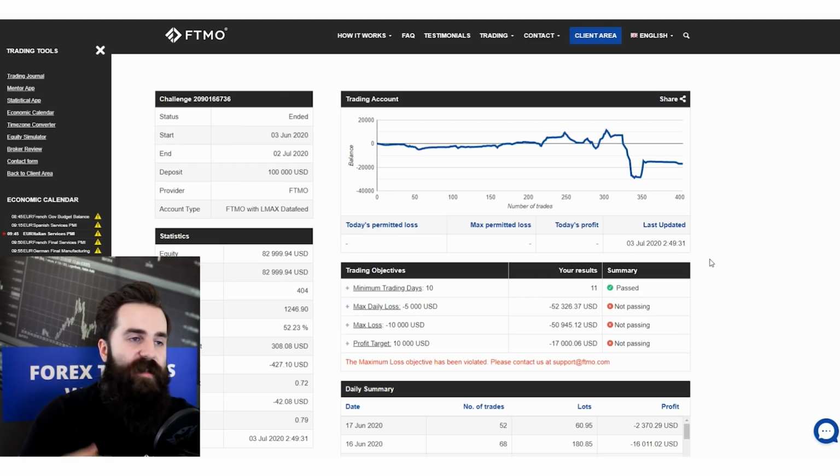So essentially just don't trade any setups that you are not comfortable with. Don't trade randomly, don't martingale. Just pretty much trade your strategy and stick to it.